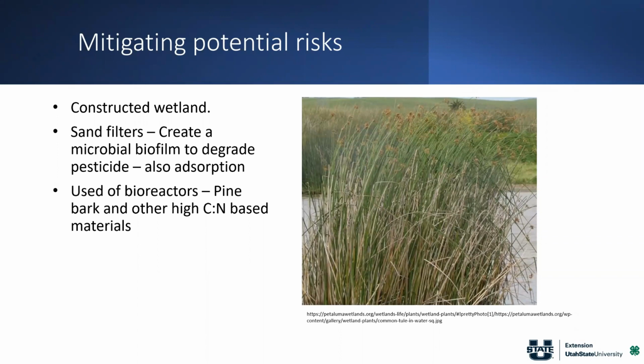Also, sand filters are cool. So sand filters create a thin biofilm above the sand layer, and that biofilm has the microbes that can degrade the pesticide. So if you have a big tank or a pond, just let the water pass through that, which is the sand filtration, and that way with adsorption and microbial degradation, you can reduce pesticides. Also bioreactors, we can build a bioreactor based on pine bark or other high C:N based materials and let the water sit in there before we use it.